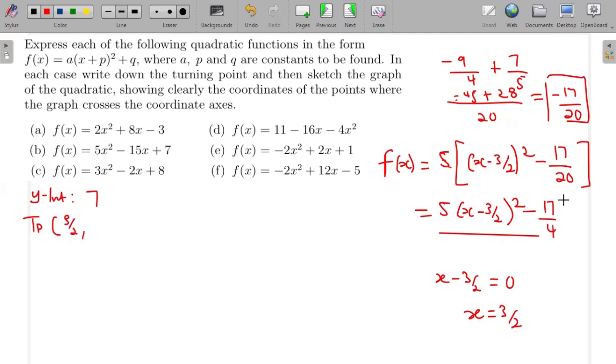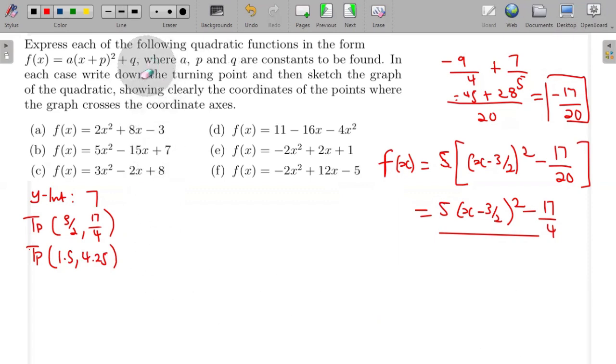Then my y coordinate is whatever is outside here. So that will be 17 over 4. You can actually get the approximate value of this so that you know the decimals. So 3 over 2 is 1.5, comma, 17 over 4, that's 4.25. Okay, so those are our turning points and y-intercepts.